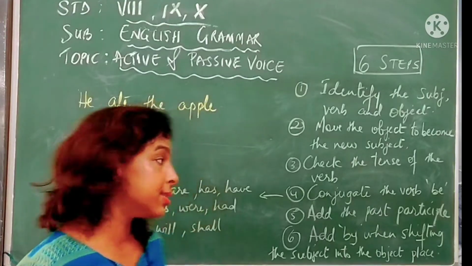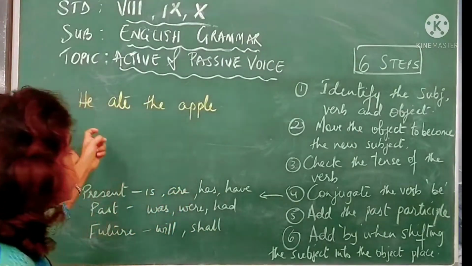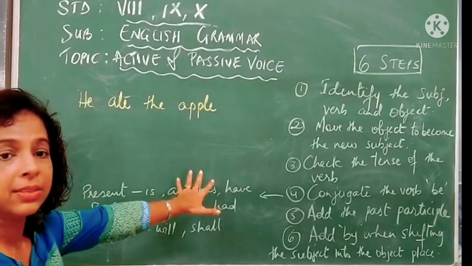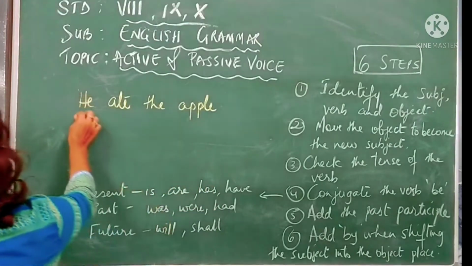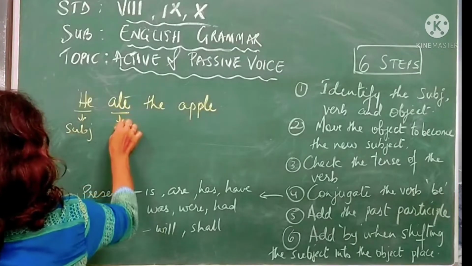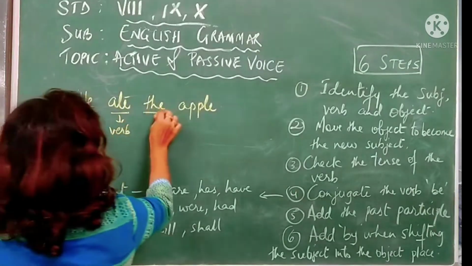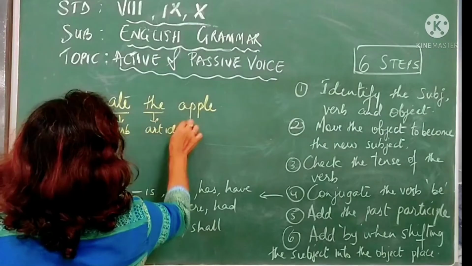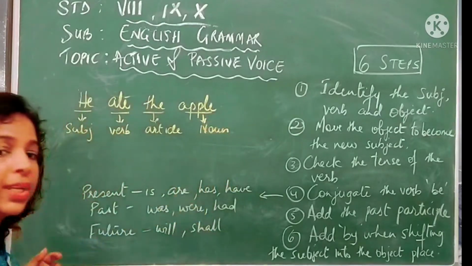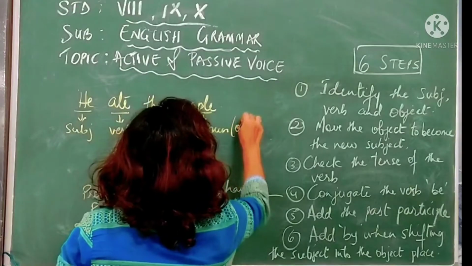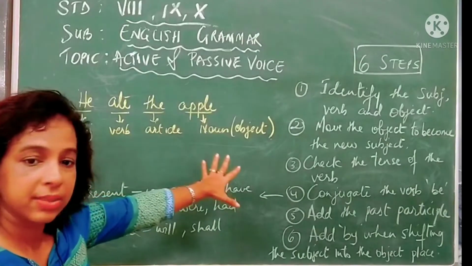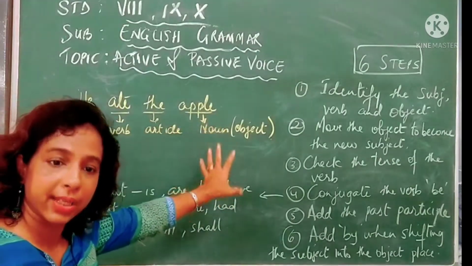And let's look at this particular sentence. Okay, so the sentence here is he ate the apple. If you look at this sentence, he is your subject, ate is your verb, the is your article, and apple becomes your noun. But this noun is actually the object. Okay, understood? Now if you look at this sentence, he ate the apple, this is an active voice.